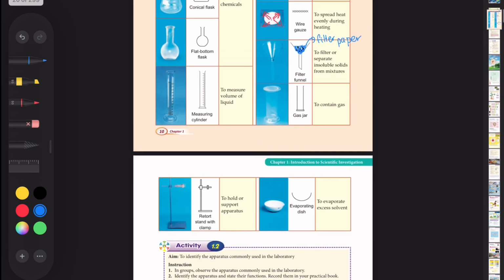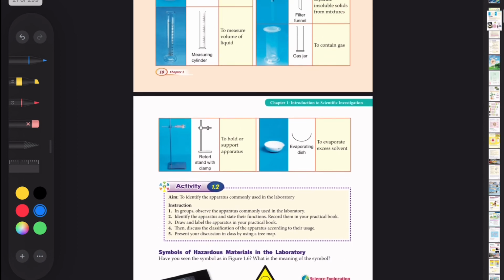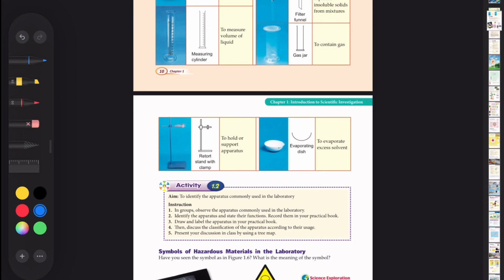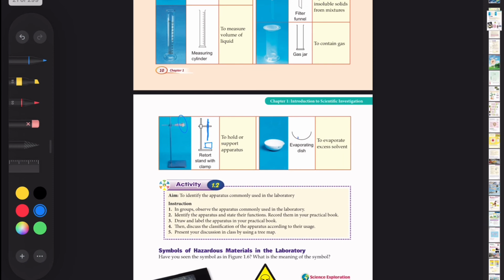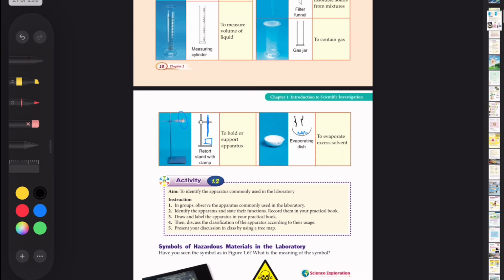So next is the gas jar, that's to contain gas inside it, followed by the retort stand with clamp. The retort stand with clamp is usually used to hold very long apparatus, such as a burette. You place the burette here. When you place the burette here, it'll be suspended in the air, like it'll be hanging like this. Then you place a beaker at the bottom to carry out the experiment as you record the water dropping. Next will be the evaporating dish, to make sure the liquid inside evaporates into the surroundings.